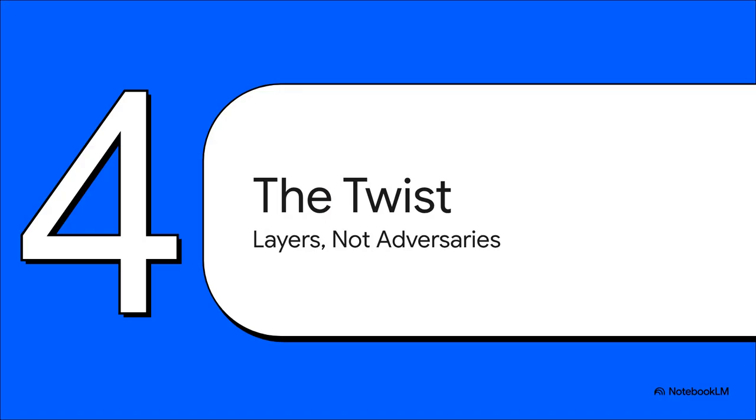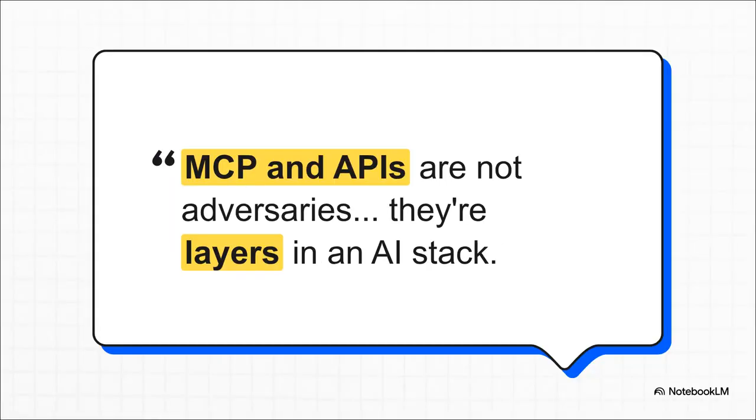But here's where the story takes a really fascinating twist, because it turns out this isn't really a showdown at all. The real relationship here is about layers, not adversaries. And this quote from the source material just changes the whole perspective. MCP and APIs are not adversaries. They're layers in an AI stack. They're not fighting each other, they're working together.